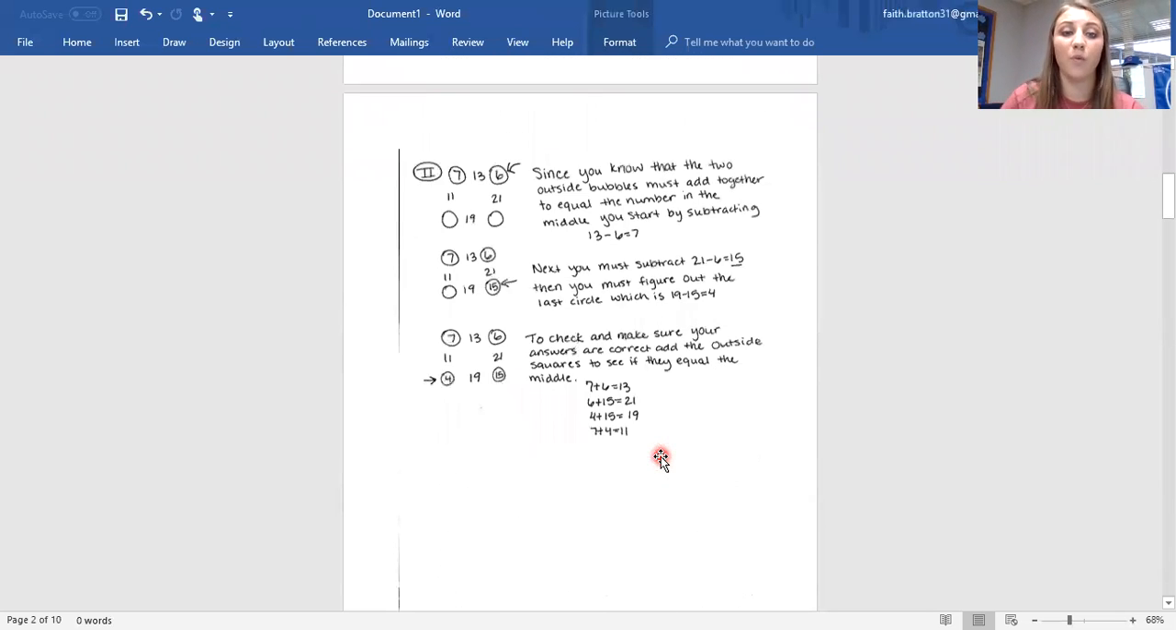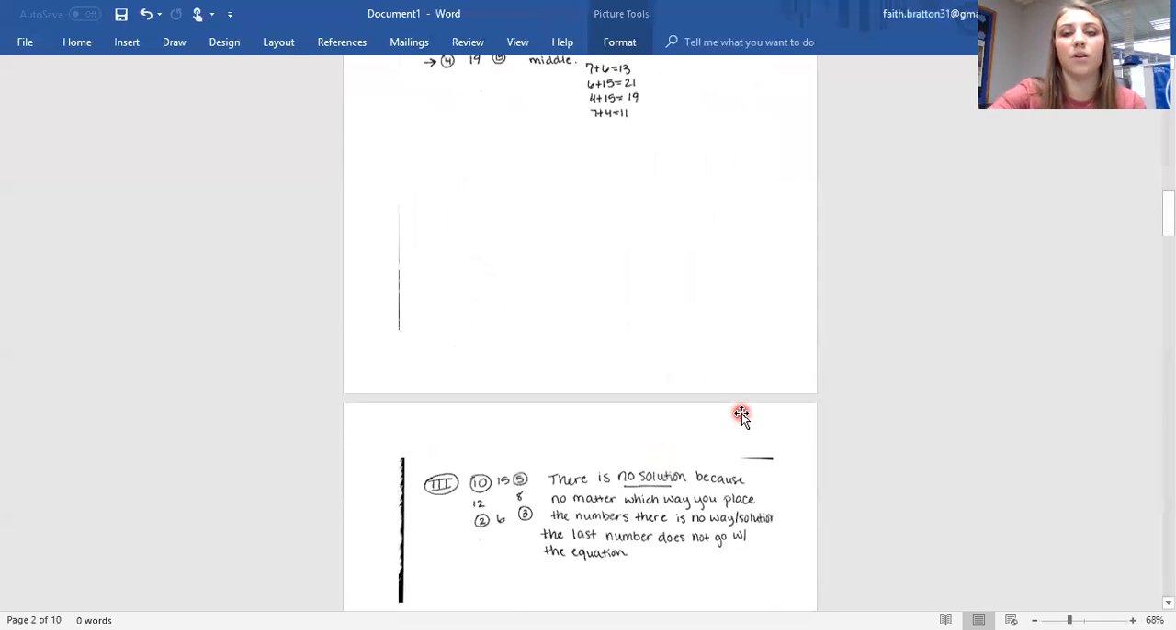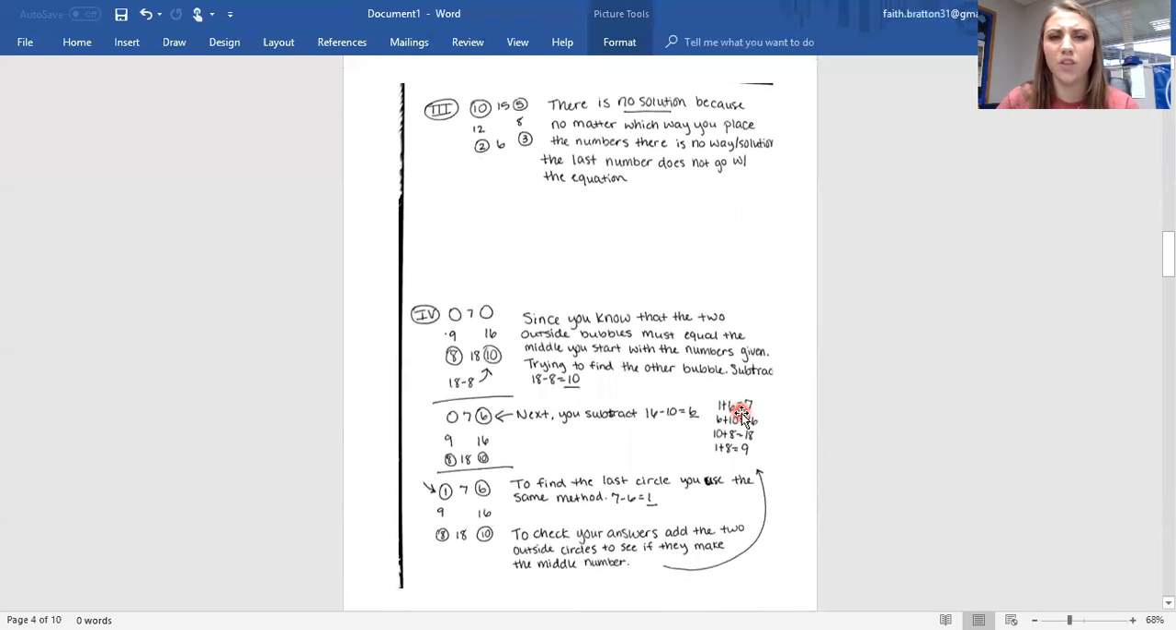Next, for part 2, since you know that the 2 outside circles must add together to equal the middle one, you start by subtracting 13 minus 6, which equals 7. Next, you subtract 21 minus 6, which equals 15. Then you know that the last circle is 19 minus 15, which equals 4. You check and make sure your answers are correct by adding the outside circles to see if they equal the middle one: 7 plus 6 equals 13, 6 plus 15 equals 21, 4 plus 15 equals 19, and 7 plus 4 equals 11.